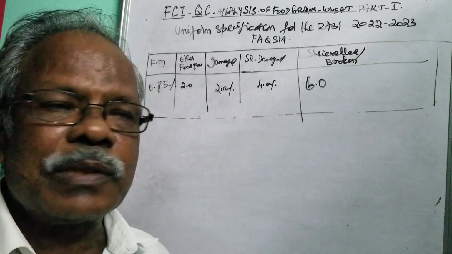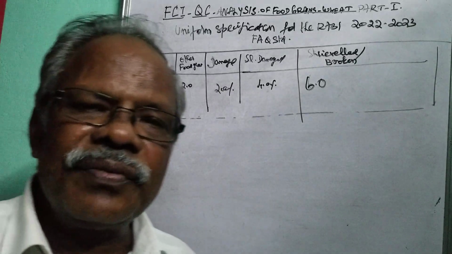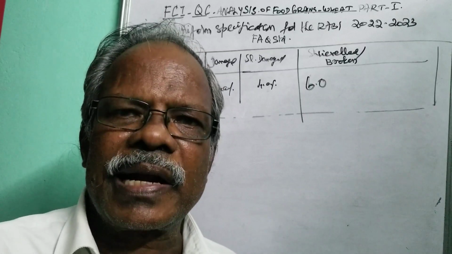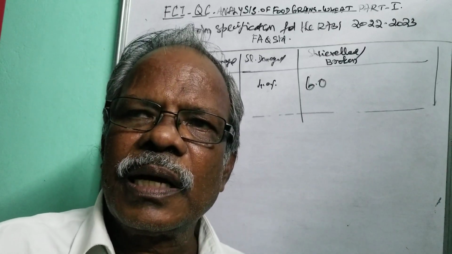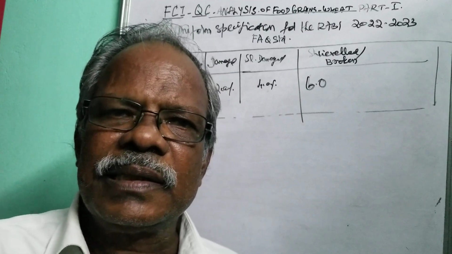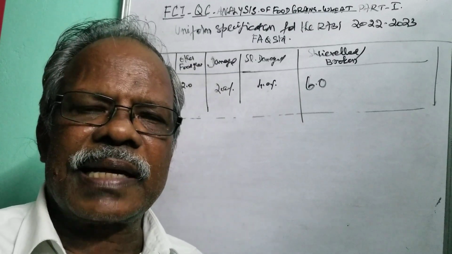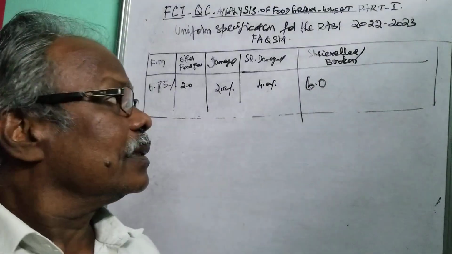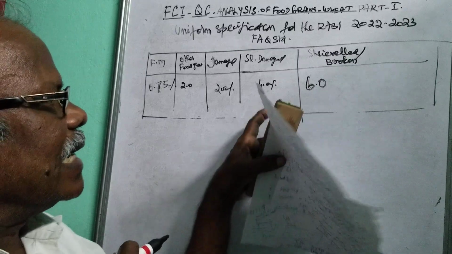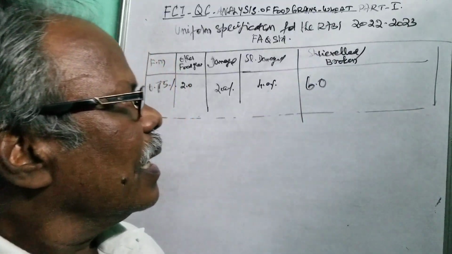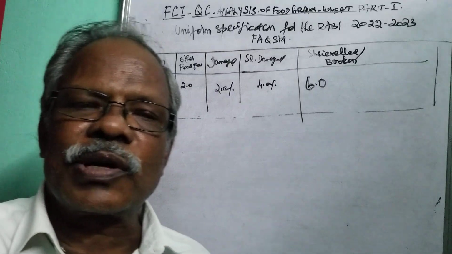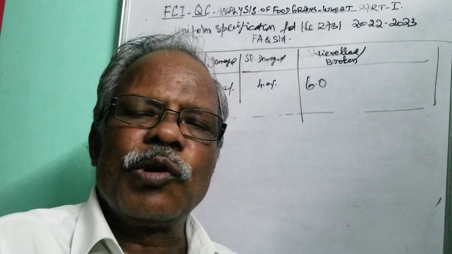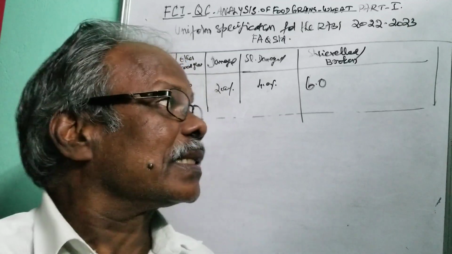Then the limit is 0.75. Other food grains, that is the edible food grains such as barley, and also some pulses such as green gram, are called other food grains. Damaged is 2% and slightly damaged 4%. And then shriveled and broken grains, shriveled meaning immature grains, together are 6%.